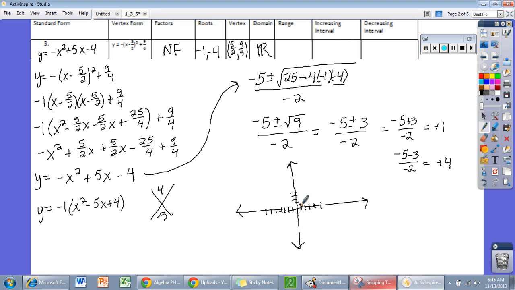Okay, so my vertex is right about here. So here's my graph. So my range has to be y less than or equal to the y value of my vertex, which is 9/4. Okay, it's increasing on the left-hand side, so it's going to be increasing starting at negative infinity until it gets to the x value of the vertex, which is at 5/2. And then it starts decreasing at the x value of the vertex at 5/2. And it's going to decrease the rest of the way, so it's going to decrease through infinity.